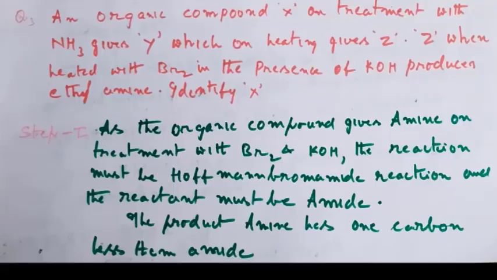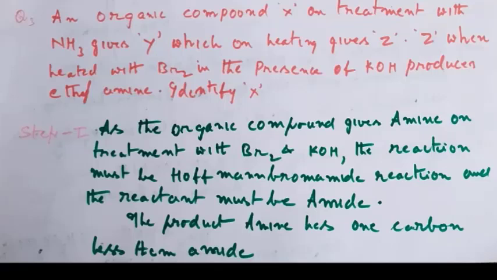Now let us see another question. An organic compound X on treatment with ammonia gives Y, which on heating gives Z. Z when heated with bromine in the presence of KOH produces ethylamine. Identify X. As we discussed now, as the substance is treated with bromine and potassium hydroxide, that is alkali, it produces an amine.